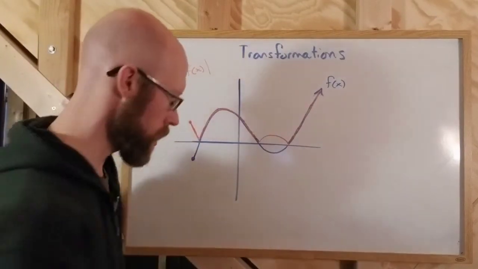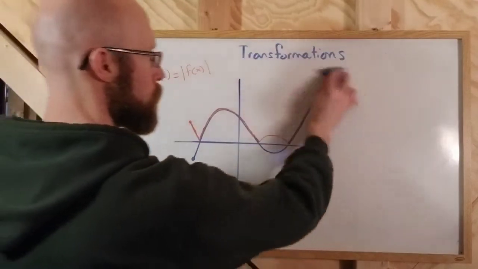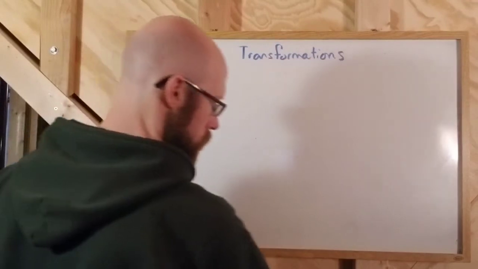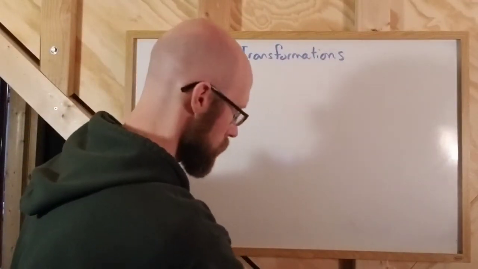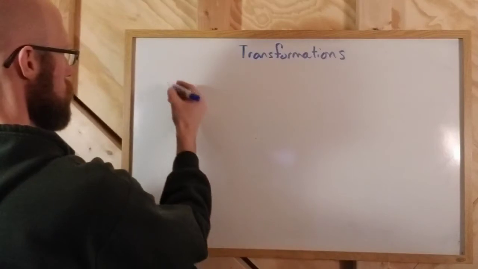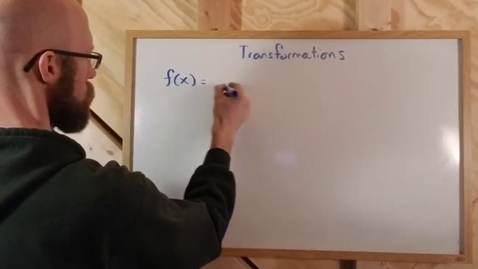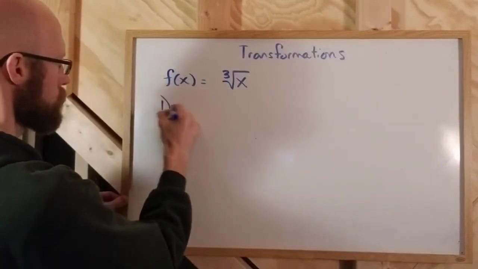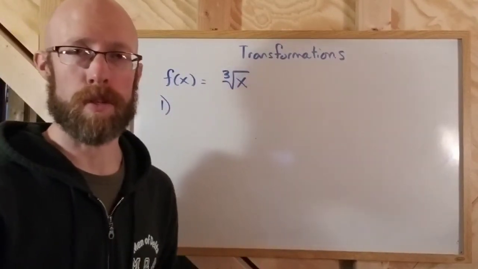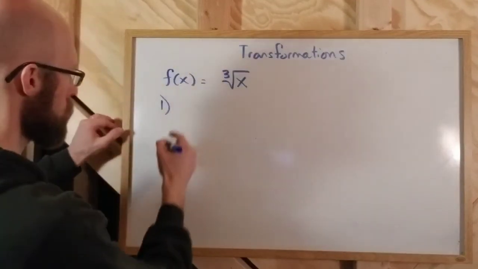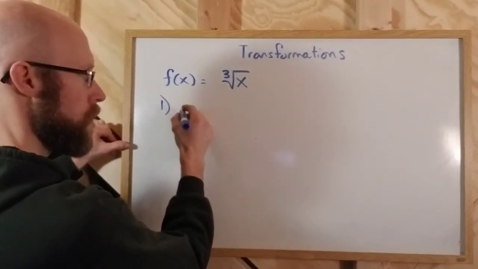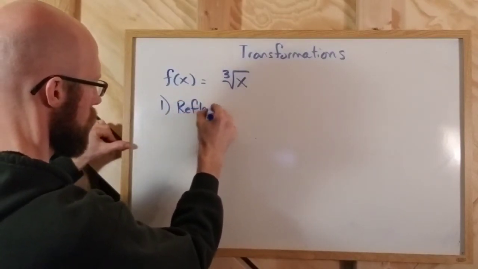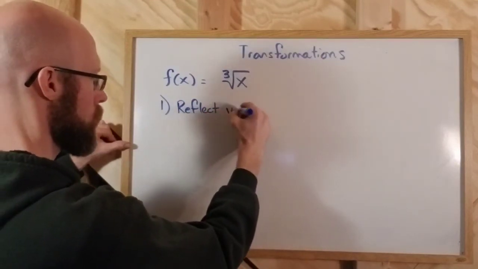There might be one other thing I'd like to show you, and that is how to apply transformations to a function rather than to a graph. And so if I started out, let's say my function f of x was the cube root of x, and I wanted to apply, let's say, 3 transformations, and I put them in a particular order. So maybe I want to, let's go with reflect vertically.